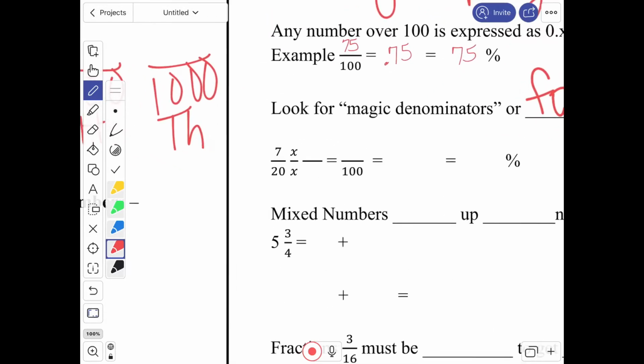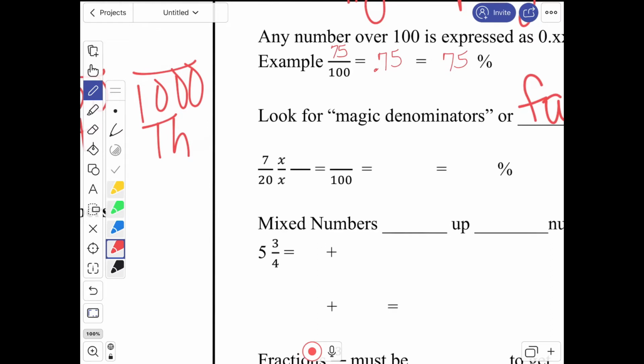For example, if you had 7/20ths, could I change the 20 to 100 by multiplying by something? Yes, so that is a factor of 100. 20 times 5 gets me 100. So if I multiply by the same thing on top, 7 times 5 makes 35. 35 hundredths is decimal 0.35, or 35%.